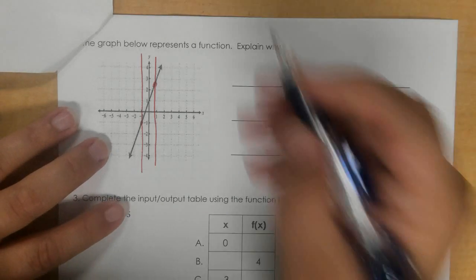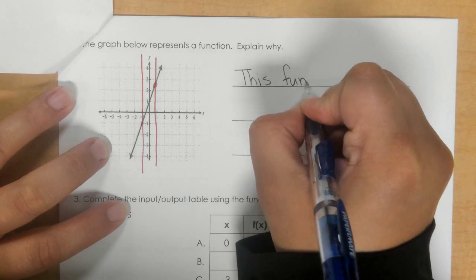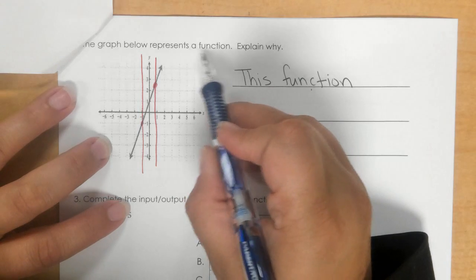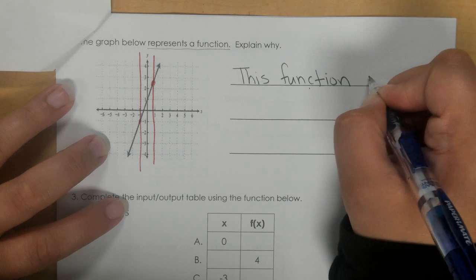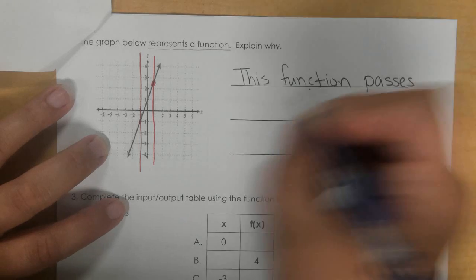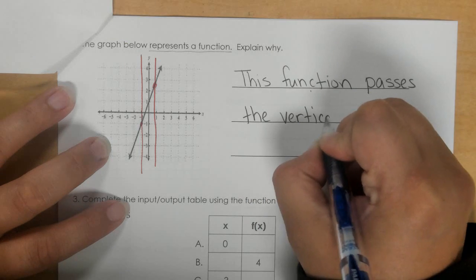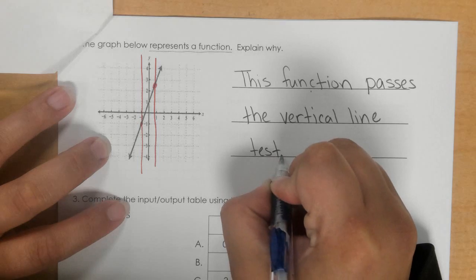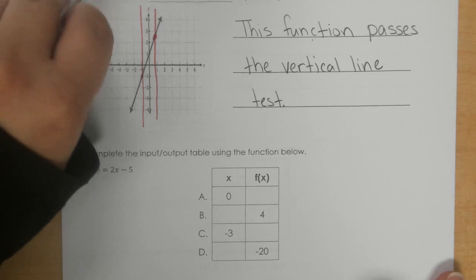So you could say this function, I use function because it said it represents a function right here. This function passes the vertical line test. Okay.